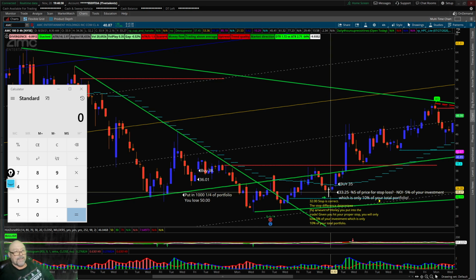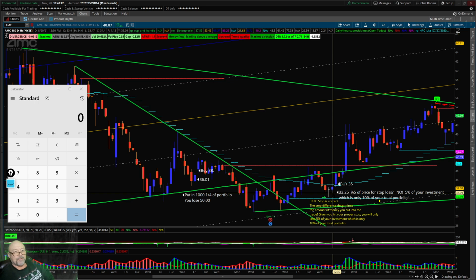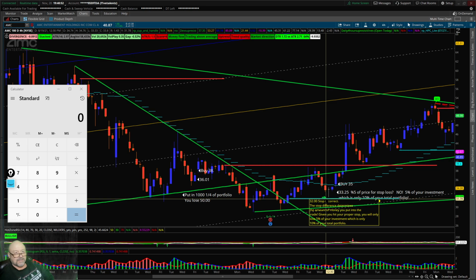Now you said 5% of this is right here, so that's where I put my stop loss. No, that's not how you do it, guys. You look at the chart and you determine where should I put the stop loss. You put the stop loss under the previous low. That's your support line right here.